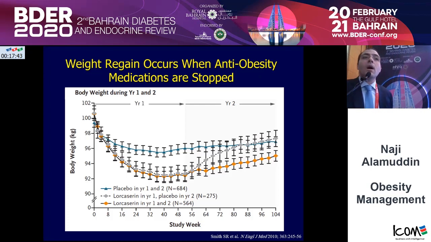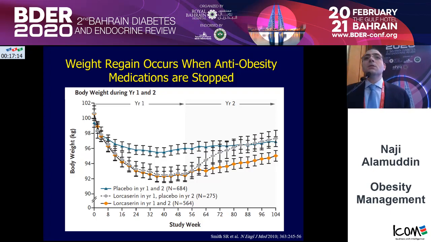So going back to why these medications should be used chronically. This is a study looking into patients who were on lorcaserin. Patients were randomized in the first year to placebo versus lorcaserin. Patients on lorcaserin lost weight, the placebo didn't lose as much weight. A year later, they re-randomized the lorcaserin group into placebo versus lorcaserin. What happens to the placebo group? They regain the weight back.